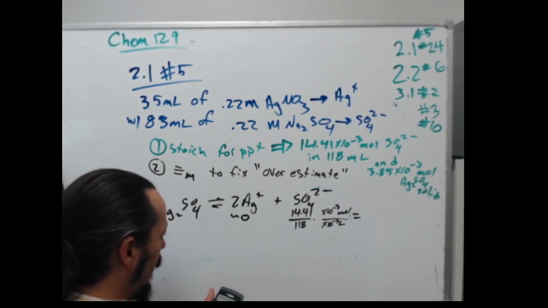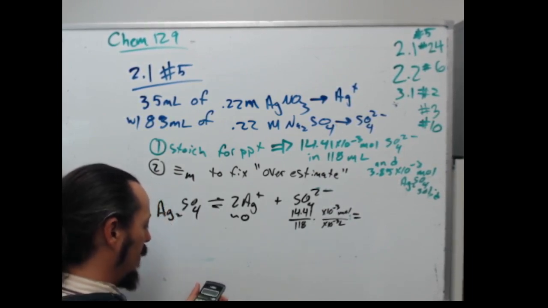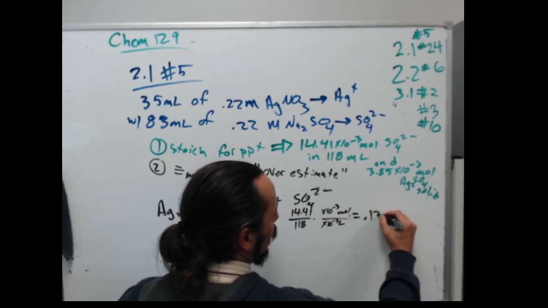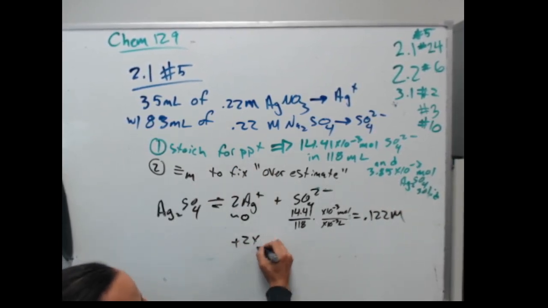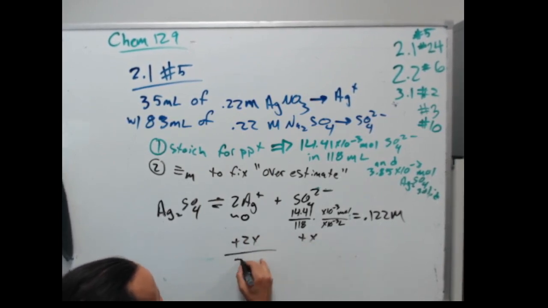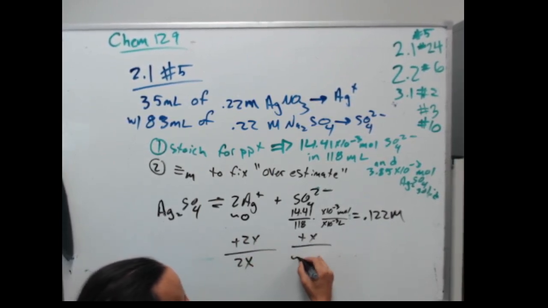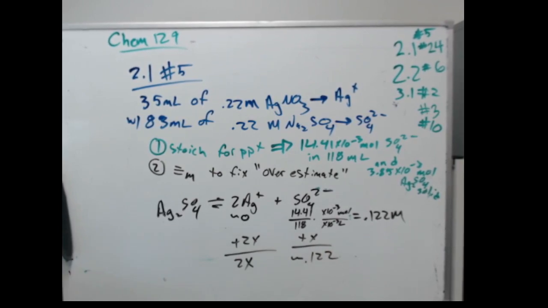14.4 divided by 118.122. I'm going to have plus 2x, plus x. I'm going to have 2x. I'm going to have approximately 0.122. And we're back to just solving an equilibrium table that we've done before. I should find a concentration of silver that is really small but not 0.